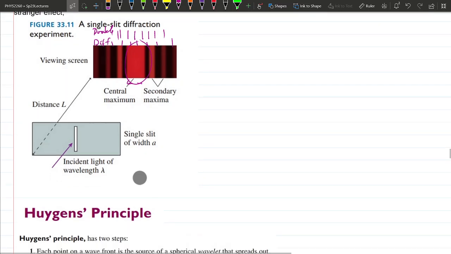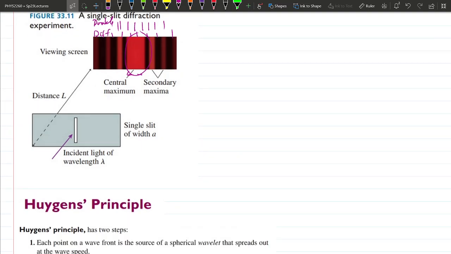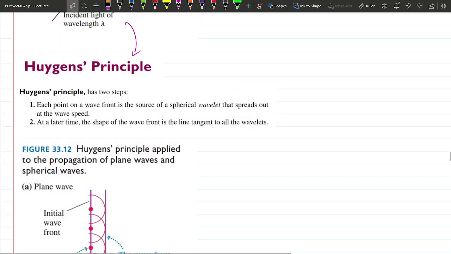The way you make a single slit diffraction pattern is the same as a double slit, but instead of two slits, you pass the light through a single slit, and you see this on the other side. We're also going to figure out how wide the slit has to be for us to see this. We're not going to really derive it, but in principle, think about Huygens' principle.